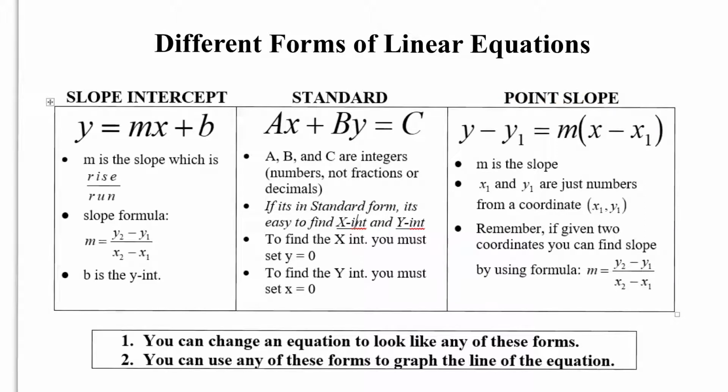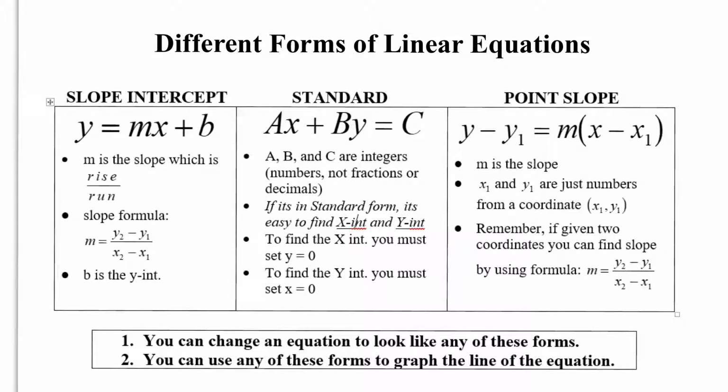The third one is called the point-slope form. In the point-slope form, we have y minus y sub 1 equals m, which is the slope, times the quantity of x minus x sub 1. M is the slope. X sub 1 and y sub 1 are the numbers from a coordinate point, from an actual ordered pair. So you will have some point here. And if you don't have m, but they give you 2 points, well, you can also find the m by using the slope formula.